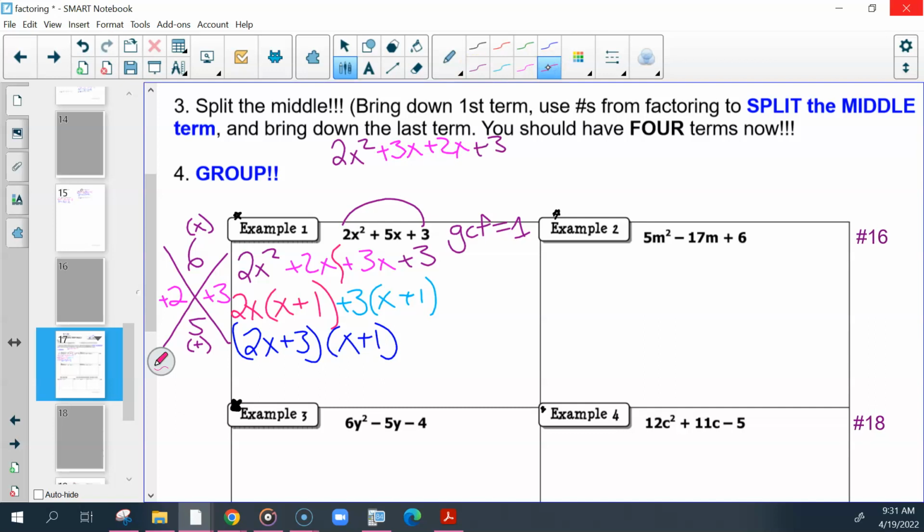So if we did it this way and wrote it the opposite way, still splitting the middle, what would the GCF of these two be? Not 2x, just x. Which would leave us with 2x plus 3. The same problem a different way. That's the answer. What would the GCF of the last two be? 1.